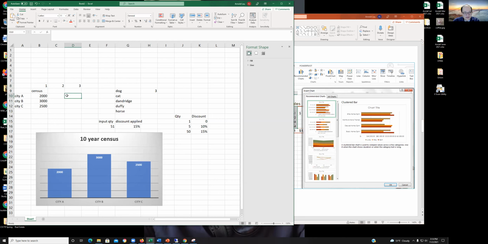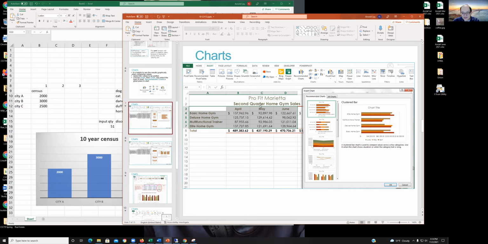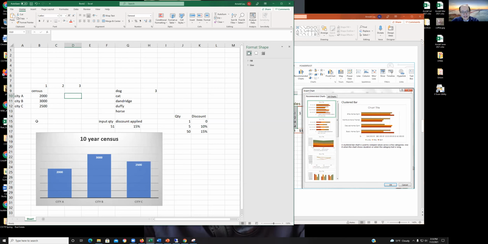Okay, so years 1, 2, and 3, the cities. So you have your city A, B, C, and then you would have 3 bars for each of them across those years, right? Which is what this is showing, really. April, May, June as your 3 columns. So that's what is highlighted here, right? And then they also highlighted the categories. I happen to do it separately.